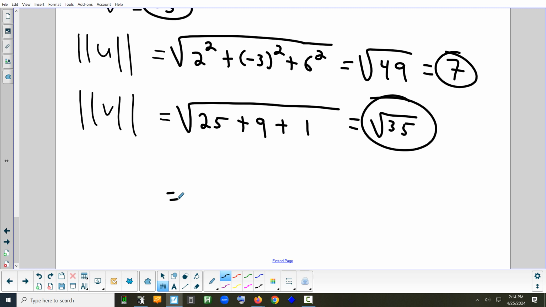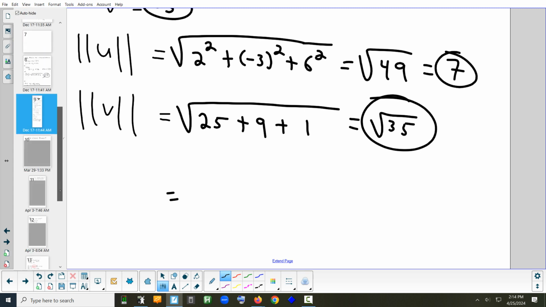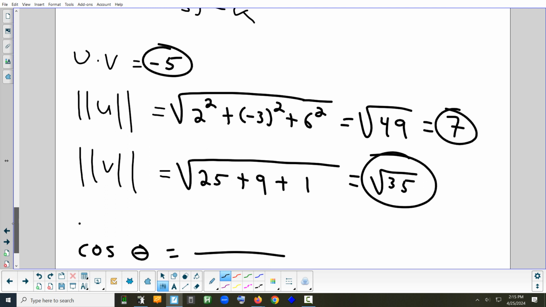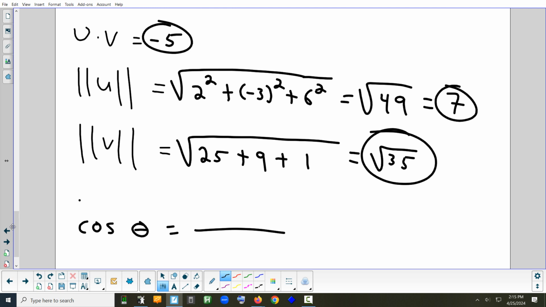All right, so now remember the question is find the angle. So what goes on the left side in the formula to find the angle? Cosine theta. What goes in the top on the right side? -5. And what goes in the bottom? Square root of 35 times 7.